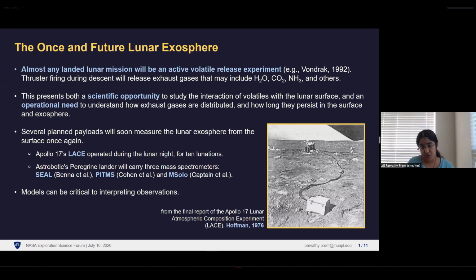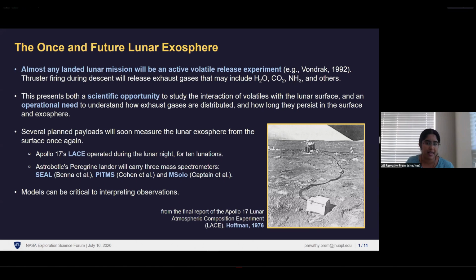The motivation to revisit this problem comes from the fact that within the next couple of years, we are very likely to have a number of volatile detectors at the lunar surface again. This is something that's been done before. During the Apollo 17 mission, the LACE instrument operated for 10 lunar days, primarily during the lunar night, and acquired data that still underpin much of our understanding of the lunar exosphere.